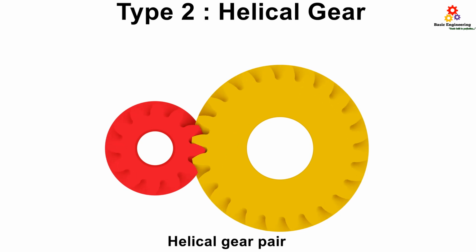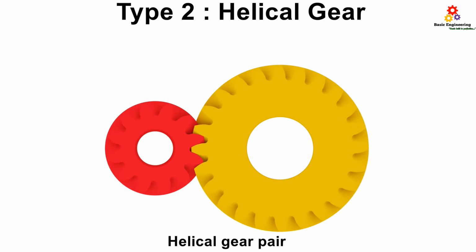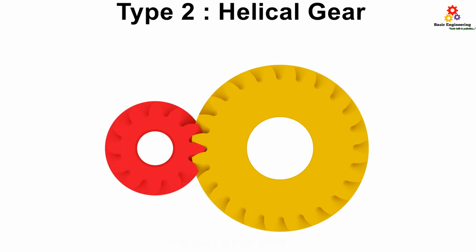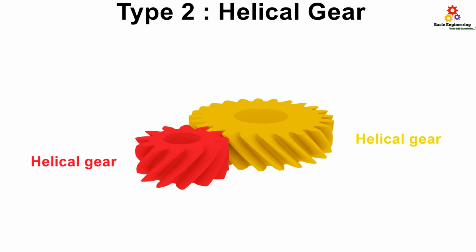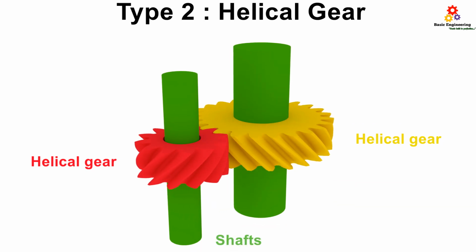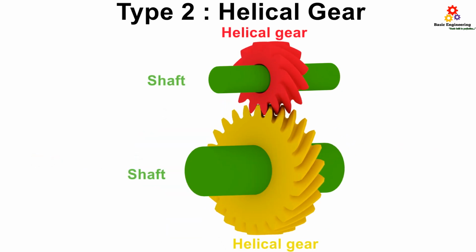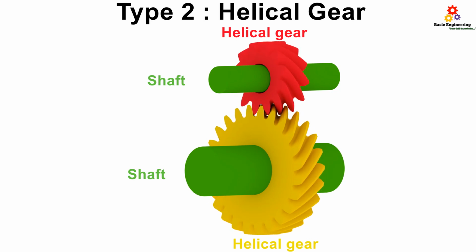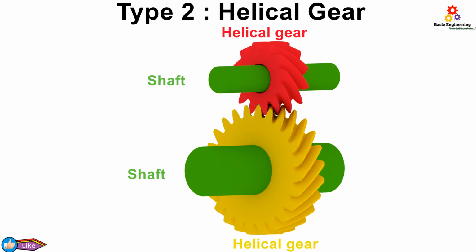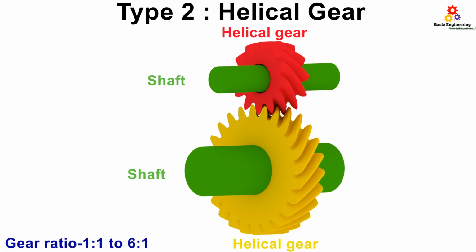Second is helical gear. The gear whose teeth are inclined to the axis is known as helical gear. These gears are used to transmit power and motion between two parallel shafts. We have discussed this gear pair also. If you have not seen the video of the constant mesh gearbox, you can watch it. Link is in the cards. The gear ratio of helical gear is 1:1 to 6:1.